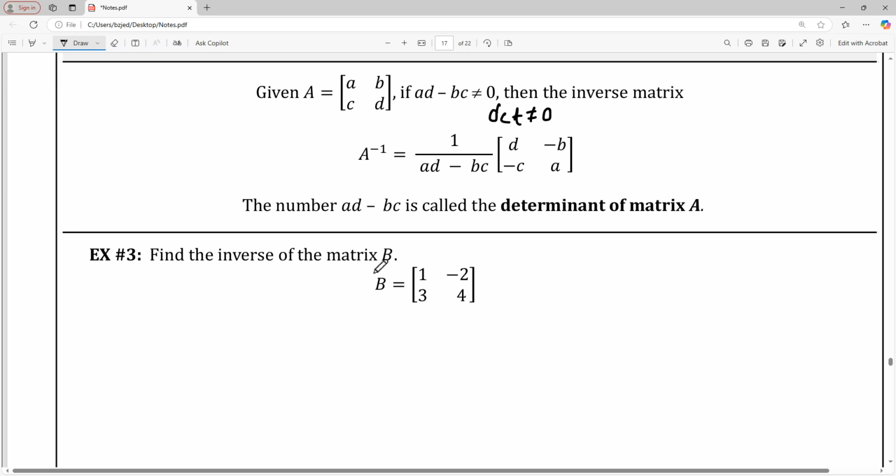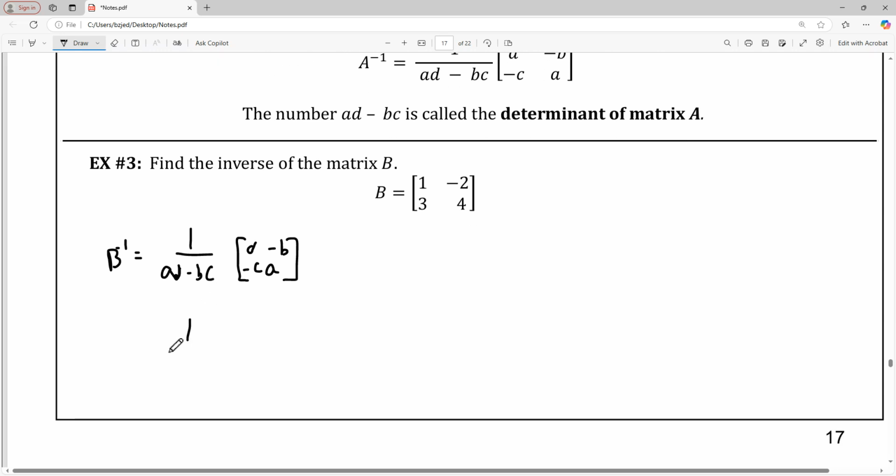Let's try this formula out. If I want to find my inverse matrix B, B inverse is equal to 1 over AD minus BC times the matrix D, A, negative B, negative C. So I'm going to start out with AD minus BC, which is just the determinant. 1 times 4 minus 3 times negative 2. 1 times 4 is 4, minus 3 times negative 2 is negative 6. I'm getting the determinant is 10. So this is 1 over 10.